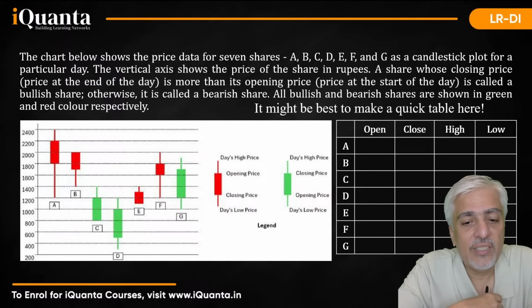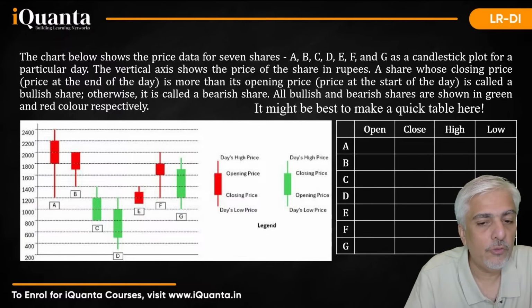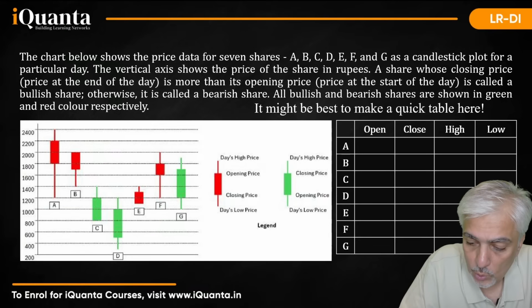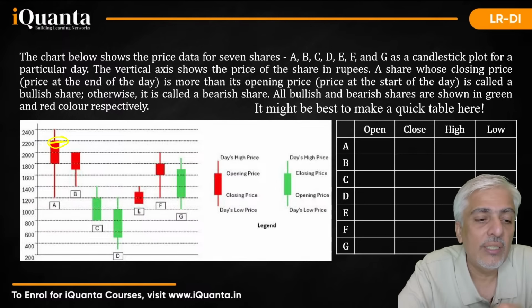Now, what is the table I have created? For A, what's the opening price? Oh, A is a red color. So opening price is on the top. It is over here, for A, because it's a red color. So if you want, you should finish all reds first and then all greens.